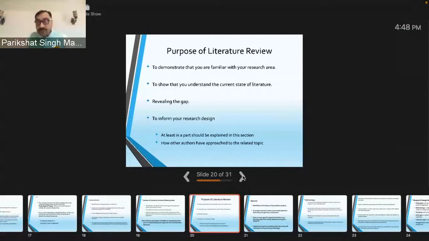Inform about your research design, because once you read all this literature, once you are putting up that literature review, that will also give you a fair bit of an idea of what your research design is going to be, whether you're going to use focus group interviews, whether it's going to be qualitative, whether it's going to be quantitative, what are you going to use, how you're going to work upon that. That's going to be a very important aspect.